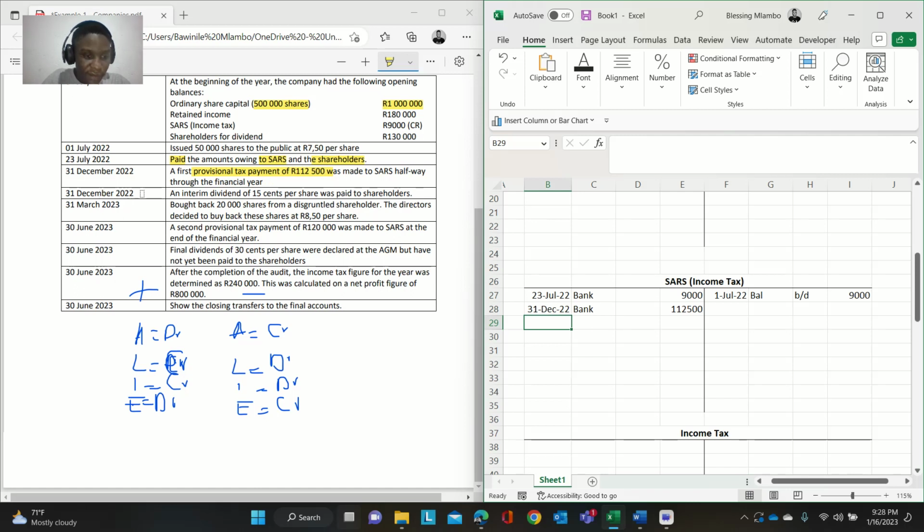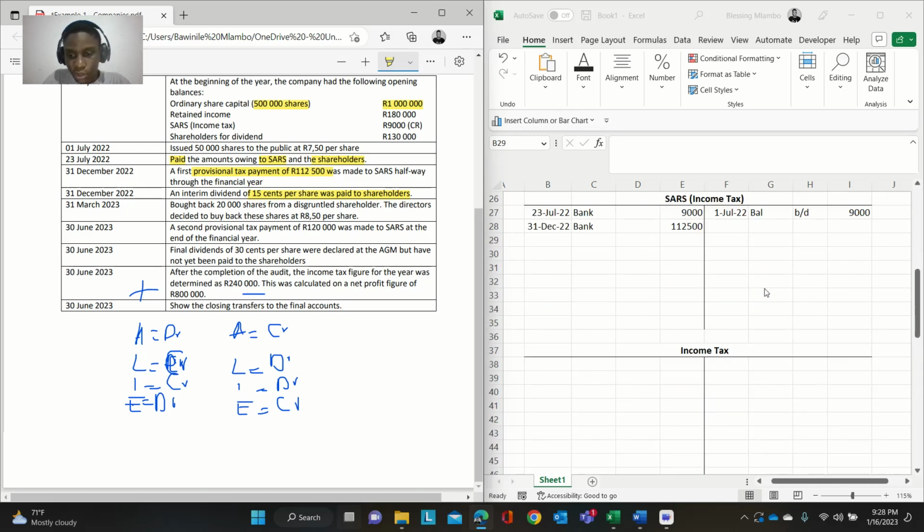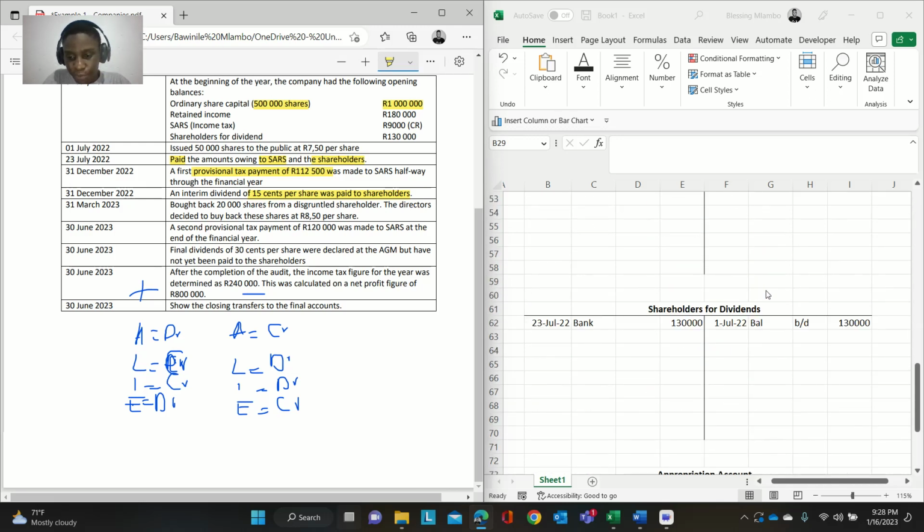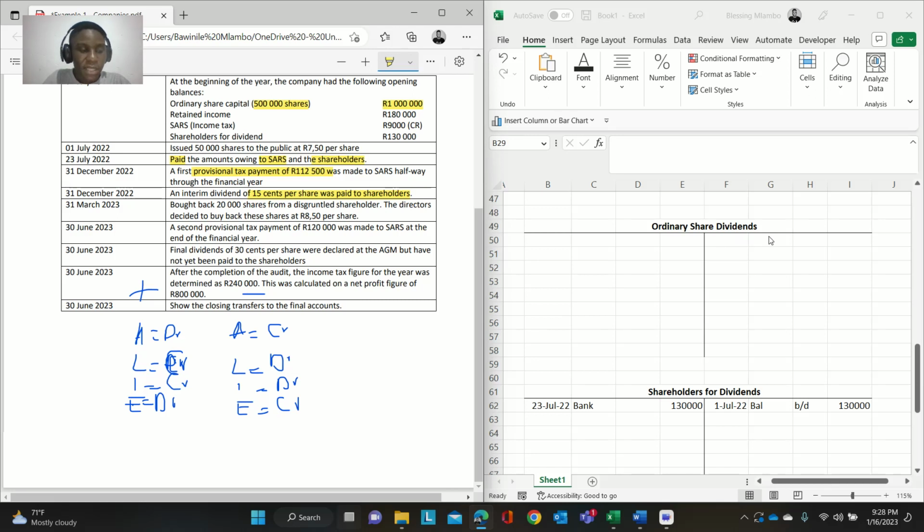And then on the 31st, they say an interim dividend of 15 cents per share was paid to shareholders. So the company paid a dividend of 15 cents per share. In this case, the dividend was paid, meaning that we don't owe shareholders anything, right? We paid this dividend in cash, so it's going to affect our ordinary share dividends. Remember, I said whenever a company declares a dividend, the ordinary share dividends account is the debit account.